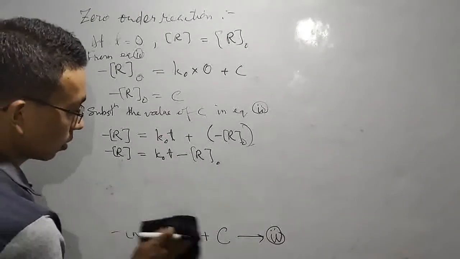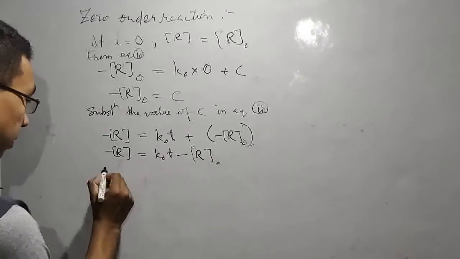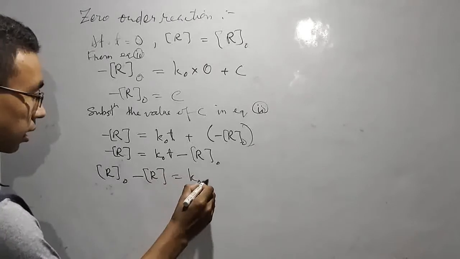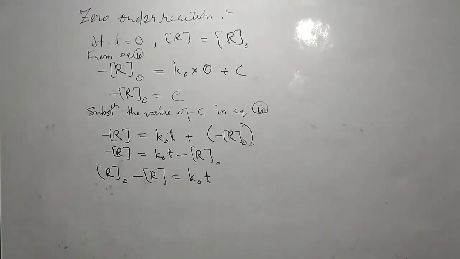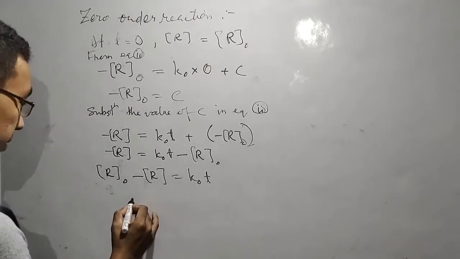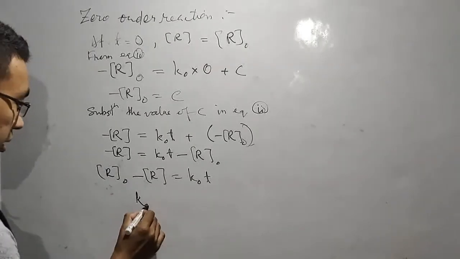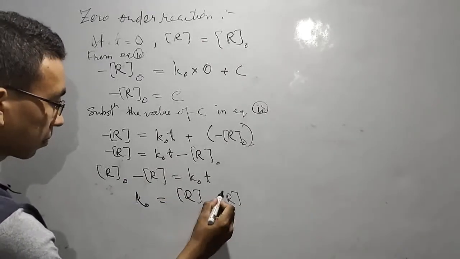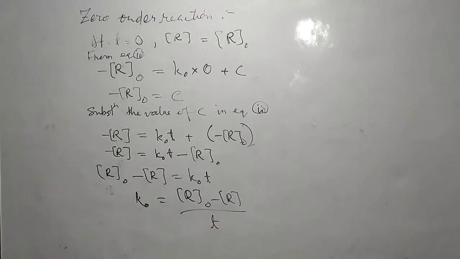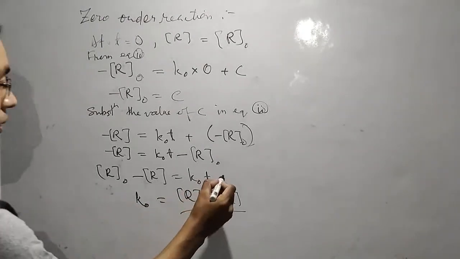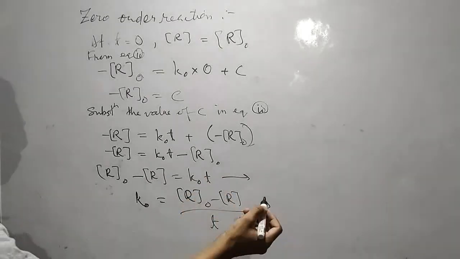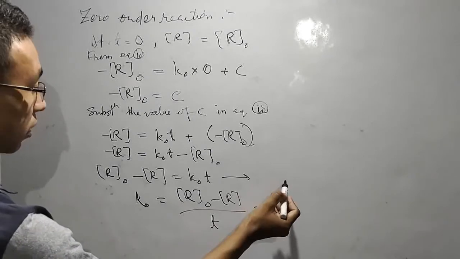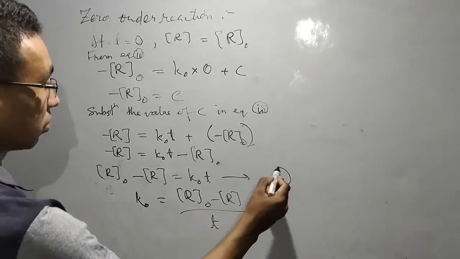So it will become [R] naught minus [R] equals k naught t, isn't it? Or we can also write k naught is equal to, we can transfer t to the other side, and it will become k naught equals ([R] naught minus [R]) by t. We can either choose this one or this one. Choose any one of them. This will be equation number 3.